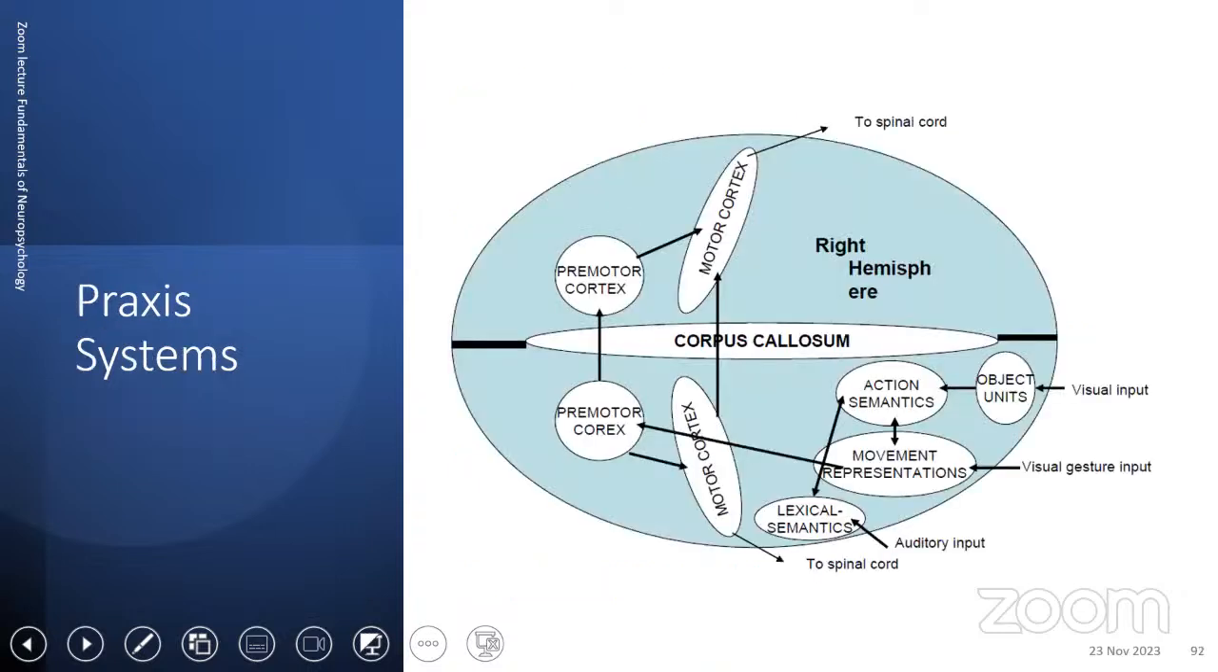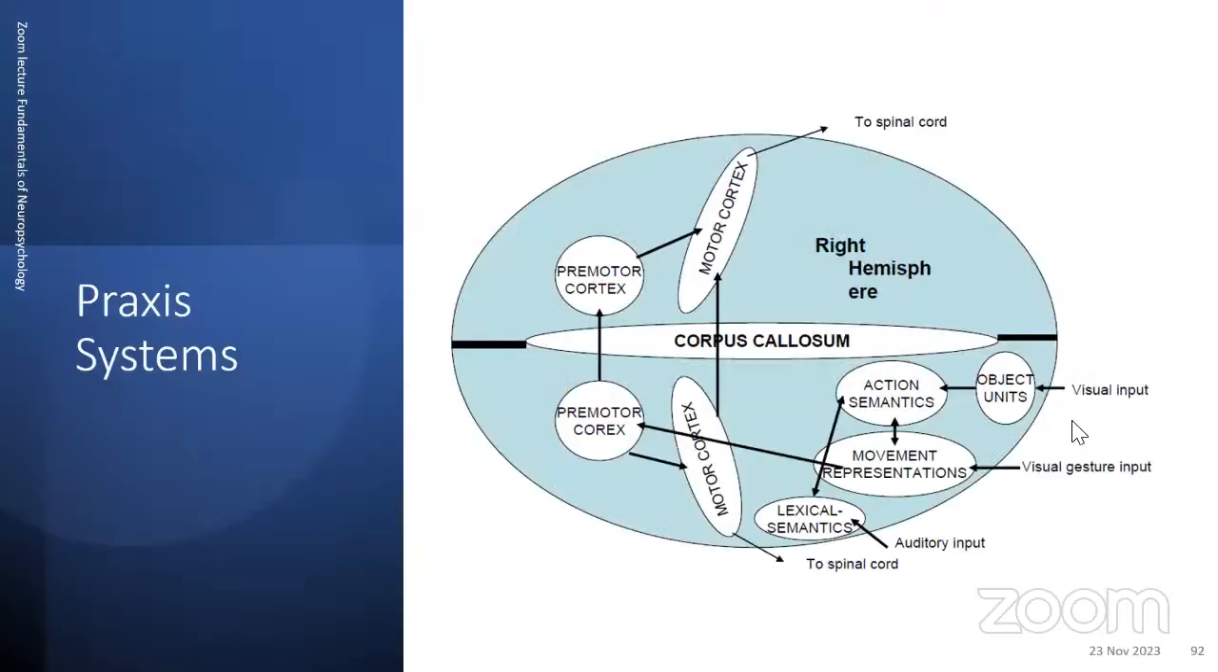These are the types of apraxias which we know. And you can see the visual input, object units, visual gesture input, movement representation, and action semantics. It's the auditory input, lexical semantics. So what happens from there? They go to the premotor cortex, cross the corpus callosum to the other premotor cortex, and the motor cortex on either side gets activated and sends impulses to the spinal cord for performance of tasks. This is the praxis system, and any lesions occurring here give rise to apraxia. Visual input, visual gesture input, auditory input: all these inputs are stored in the surrounding association areas.